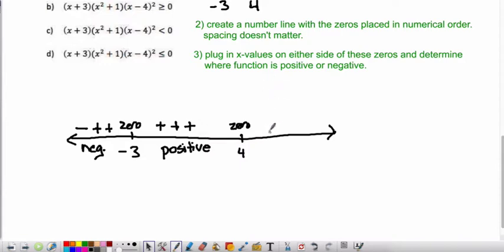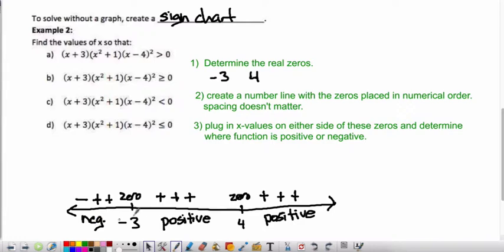Okay, one more time over here. I need a number bigger than 4, so 5 or 10 or whatever you want to use. 5 plus 3 is going to give me a positive. 5 squared plus 1 is going to give me a positive. 5 minus 4 would be a positive, and then I square it and it's still a positive. So all of these are positive.